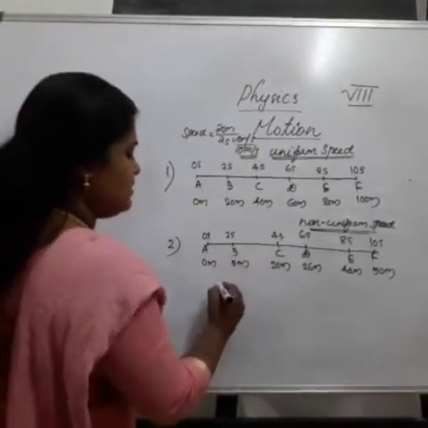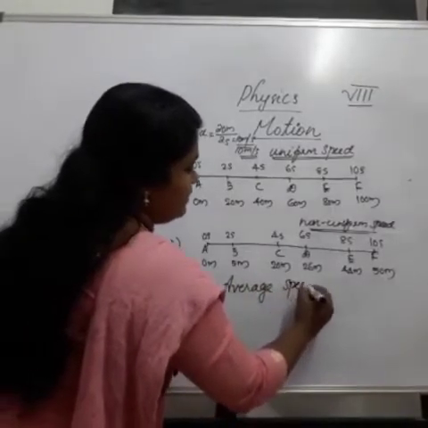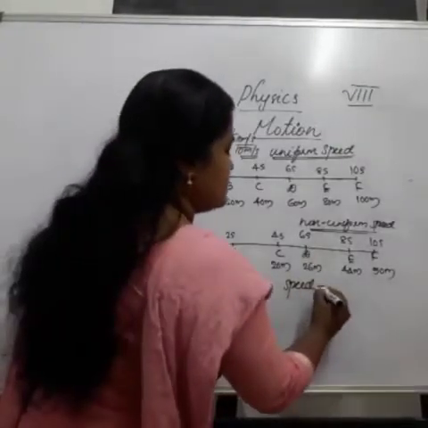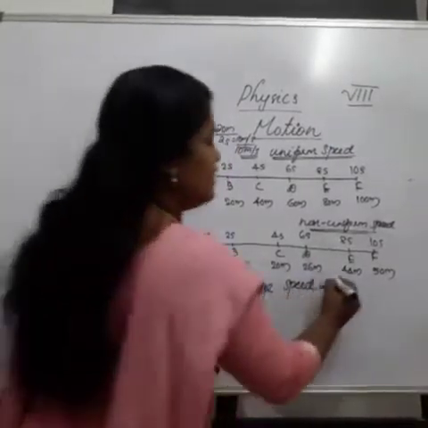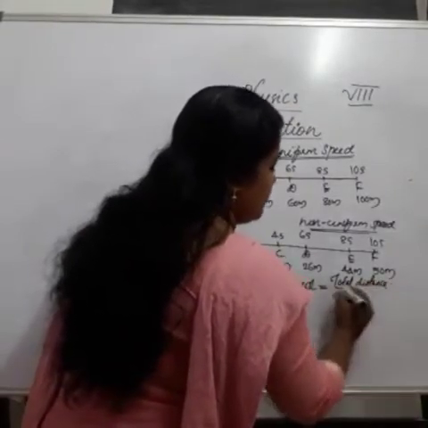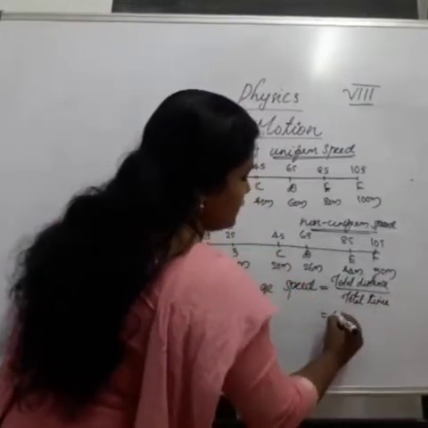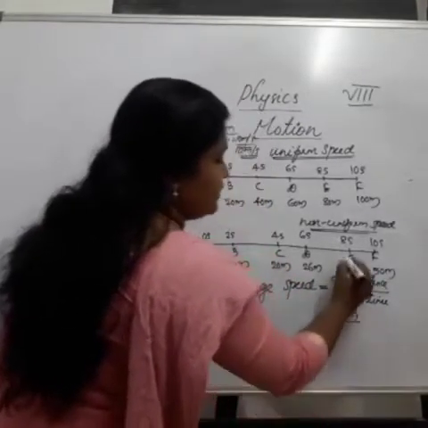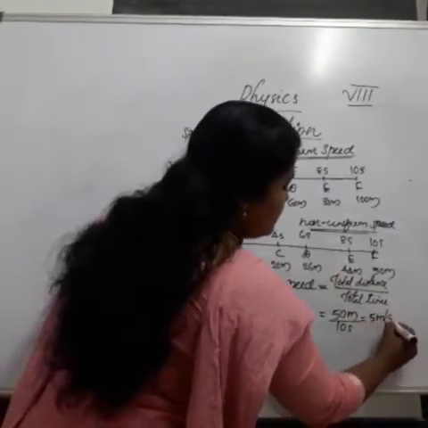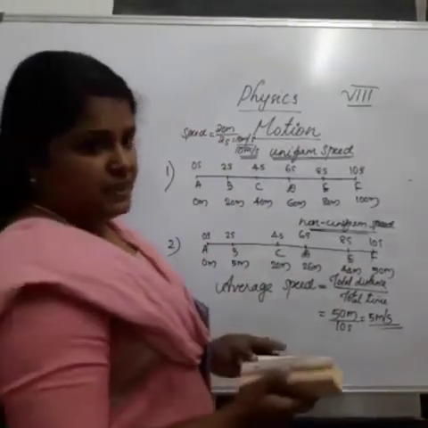In this case, we calculate the speed as average speed. In case of non-uniform speed, the average speed is equal to total distance covered divided by total time. Here the total distance is 50 meter and the total time taken is 10 seconds. Therefore, it is 5 meter per second. That is in the case of non-uniform speed.